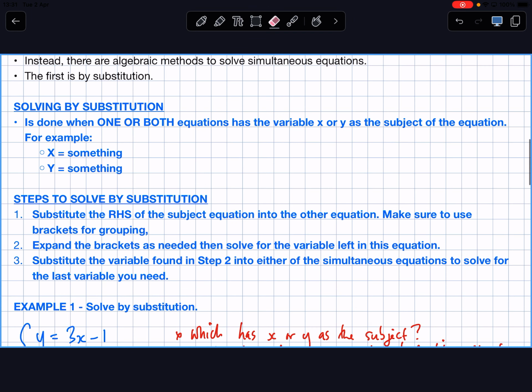So the steps to solve by substitution: Step 1, substitute the right-hand side of the subject equation into your other equation. Make sure to use brackets for grouping. Step 2, expand the brackets as needed, then solve for the variable left. And step 3, substitute the variable you found in step 2 into either of your simultaneous equations to solve for the last. That doesn't mean anything right now. That's perfectly fine. You'll only see what that really means when you try it out. So can you get those 3 steps down? Then I'll show you how it works.